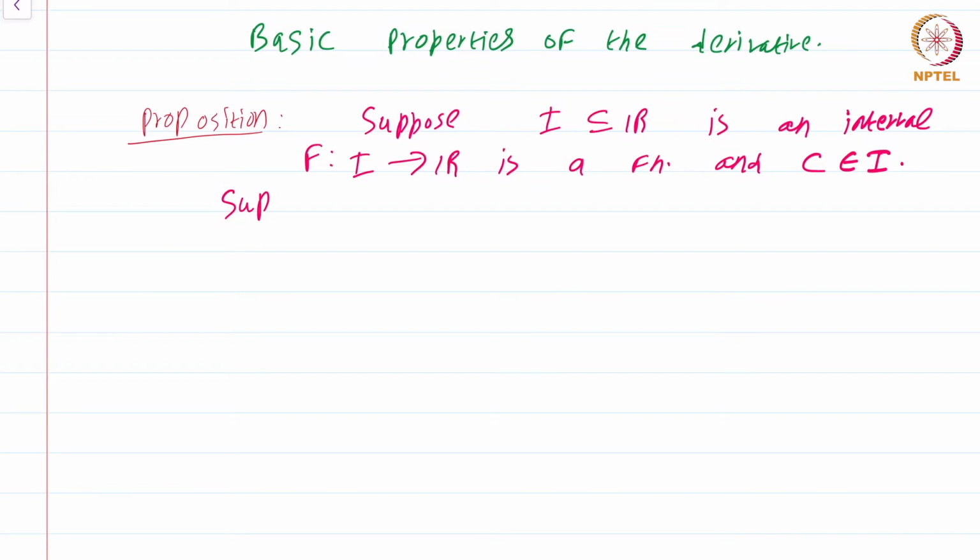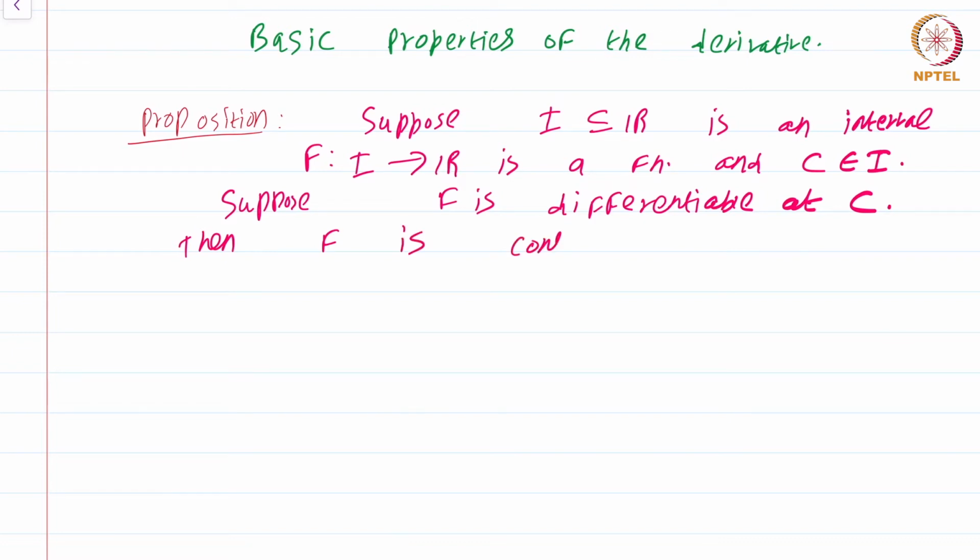Suppose f is differentiable at c. This just means, as you can guess, that the derivative at the point c exists. Then f is continuous at c. The proof is fairly easy.